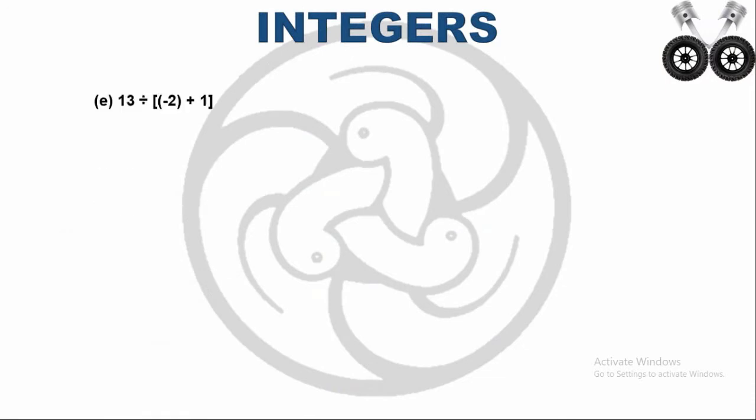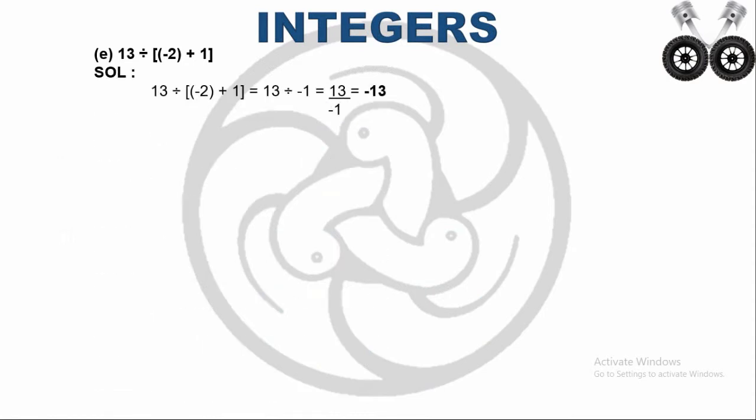The next one is subdivision E, 13 divided by the bracket of minus 2 plus 1. What is the order of operation? Anything inside the bracket should be executed first. Here inside the bracket we have minus 2 and plus 1. These two integers have different signs, so we have to subtract. 2 minus 1, the answer is 1. The biggest number is 2, which has the negative sign, so we have to put the negative sign. So the answer is minus 1.